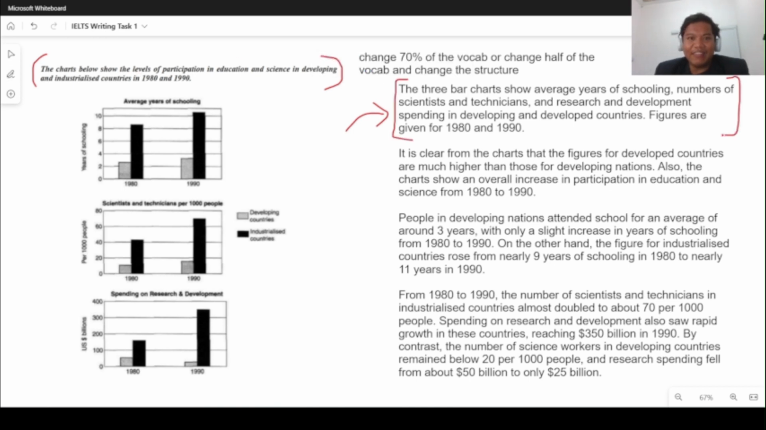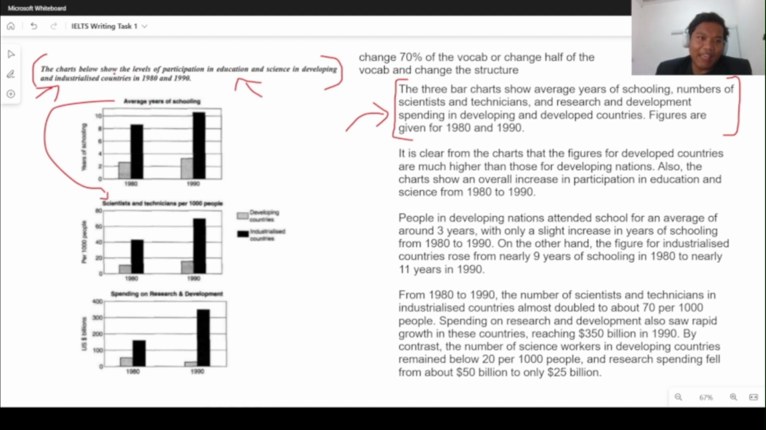You can basically tell that all the information mentioned in the introduction has been mentioned, including the different charts as well. I know what you're saying: this person said average years of schooling, numbers of scientists and technicians, and research and development spending in developing and developed countries. Yes, that's true, because that's basically what this sentence is also saying. It's just that they did not specify it into the different categories.